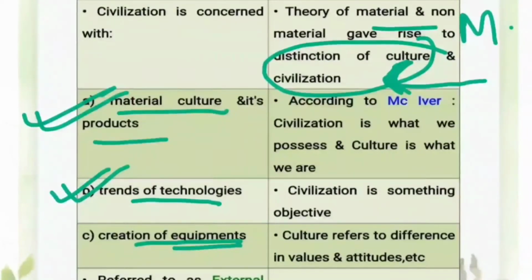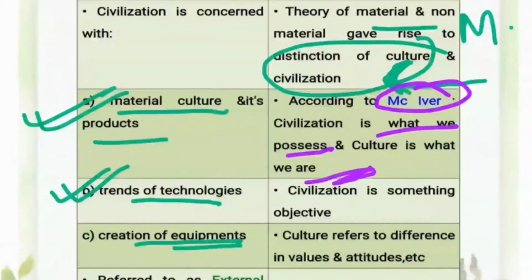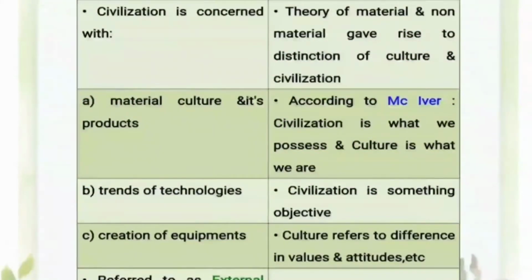According to MacIver, it was said that civilization is what we possess and culture is what we are. Civilization is something that we have possessed over these years and what we actually have. Now culture is what we are right now. What are the habits we are living with currently, that defines our culture, and civilization is what we have possessed over these years, what we possess right now. So this is the actual difference between civilization and culture that has been given by MacIver.